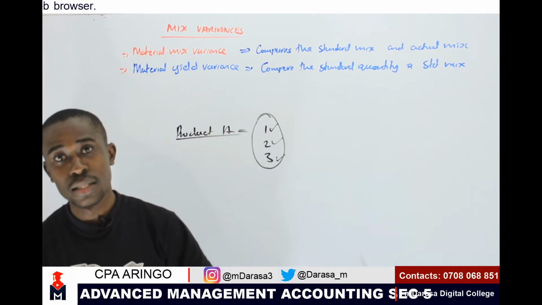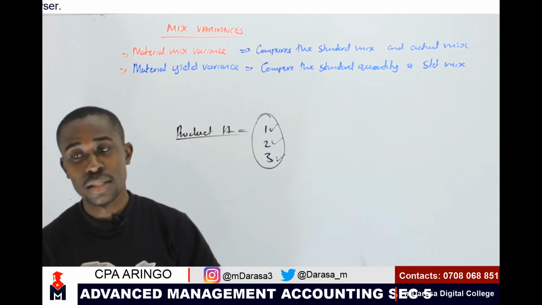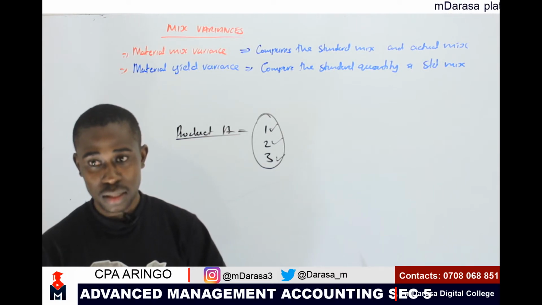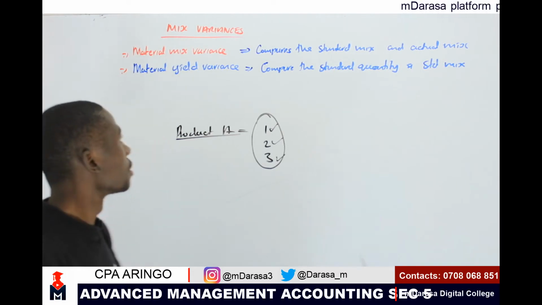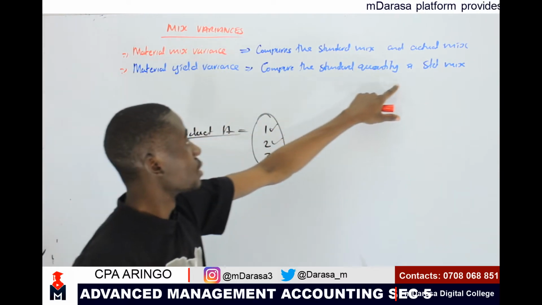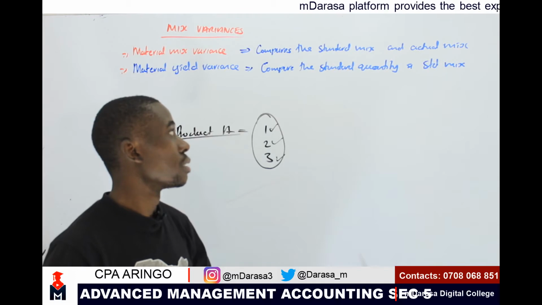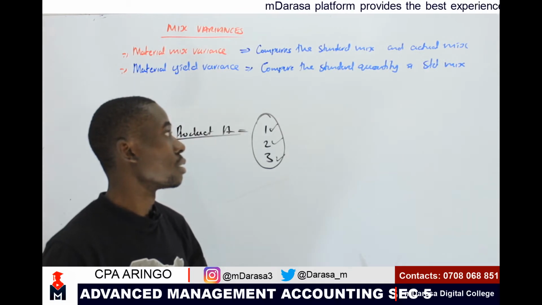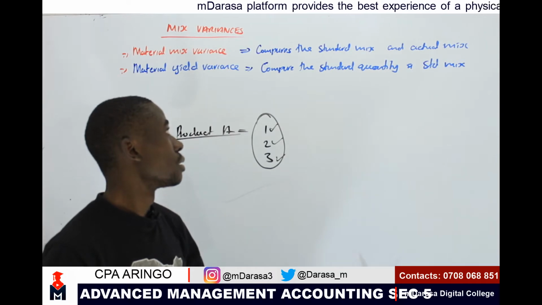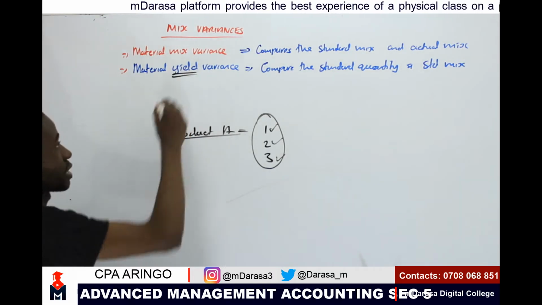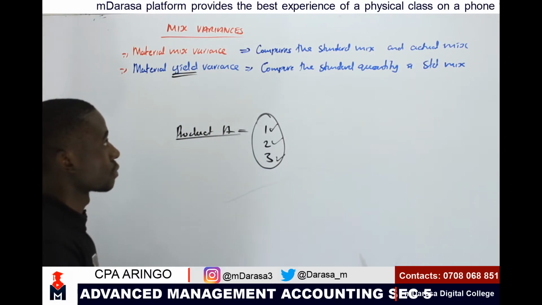Yes, please. Before we proceed to the illustration, I have trouble deciphering the last statement that the material yield variance compares the standard quantity and the standard mix. I think maybe I'd appreciate it more by first understanding what you mean by material yield. What is exactly material yield? The concept behind yield variance, right?